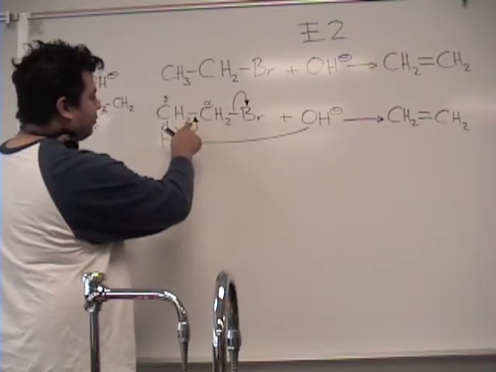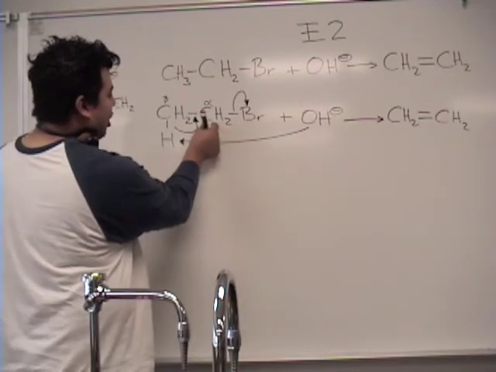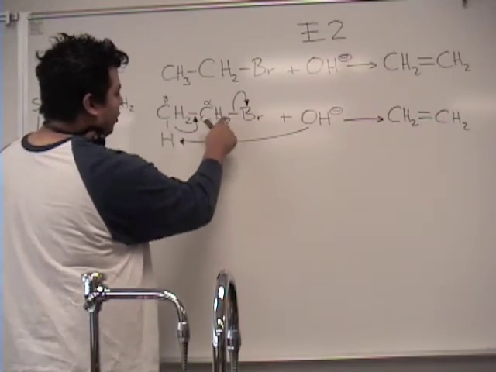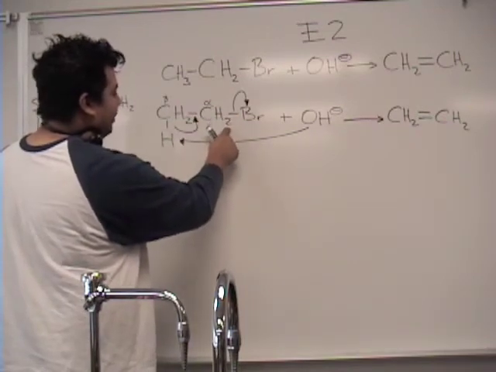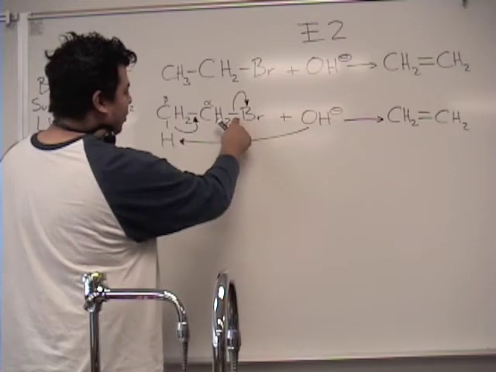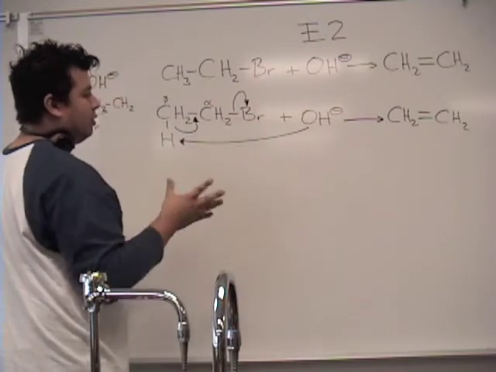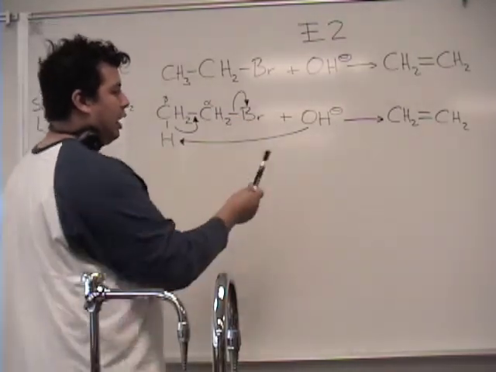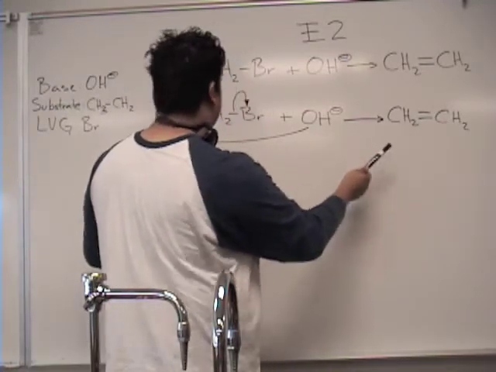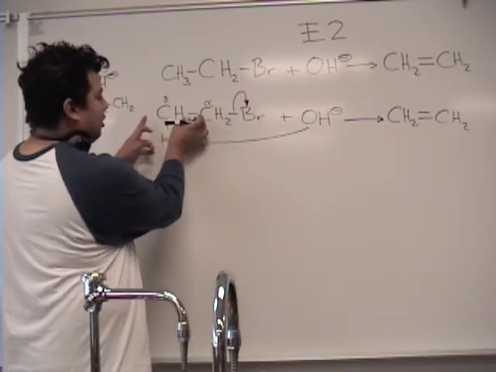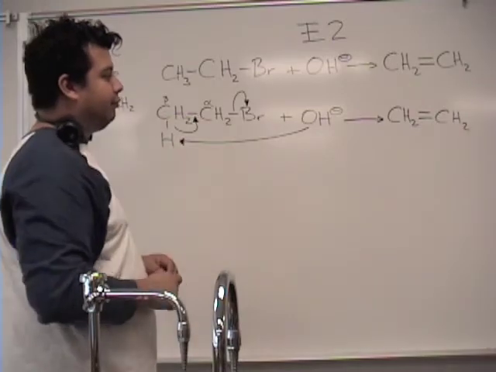And then since this carbon is going to have 1, 2, 3, 4 bonds, something's got to give. So we say the leaving group leaves with the electrons. And the result is our molecule that we added a double bond.